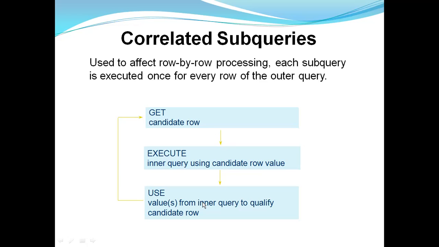Now the difference here is that this query has given the value. That value will be used only for comparing that candidate row, not the entire rows. Once this is done, it will again go to get the candidate row. Now what will be the candidate row? The next row will be the candidate row, and this will continue up to the last row of the outer query. Okay, now let's understand it with an example.